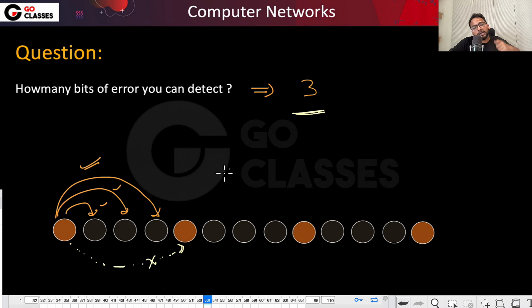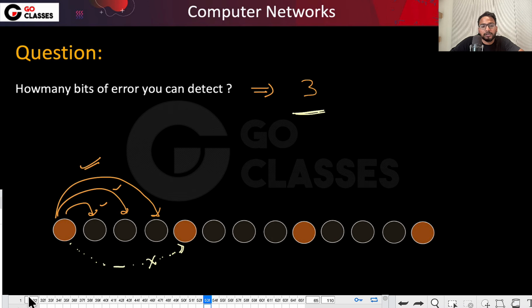Or in other words, if the minimum Hamming distance between two valid code words is 4, which means there are 3 invalids in between, then up to 3 invalids you can survive. So up to 3 bits you can survive. But the moment you are having 4 invalids, or 4 bits flip, you will not survive.